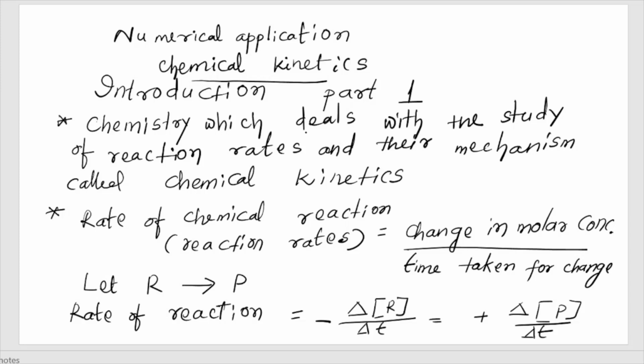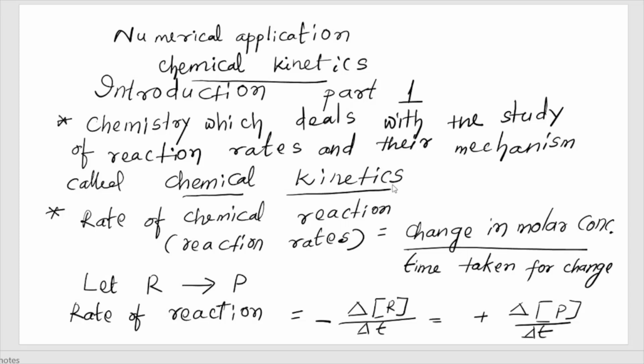First we should know what is chemical kinetics. Chemical kinetics means the study of reaction rate and their mechanism. That means you will see what is meant by reaction rate and their mechanism. Rate of chemical reaction. Actually what is meant by rate of chemical reaction? Reaction rate means there is some change in molar concentration with time.